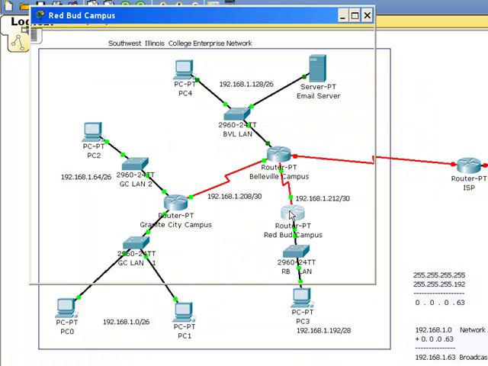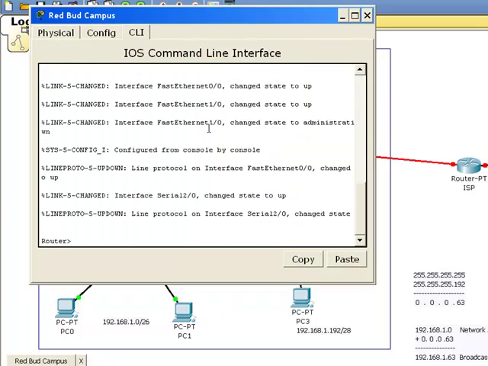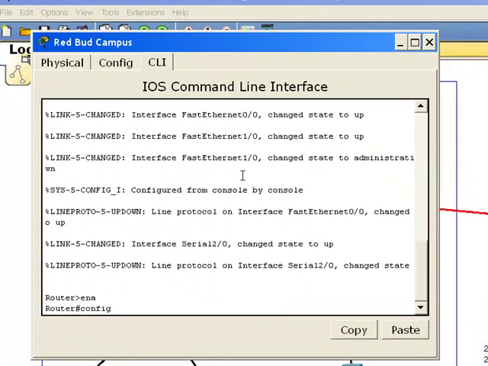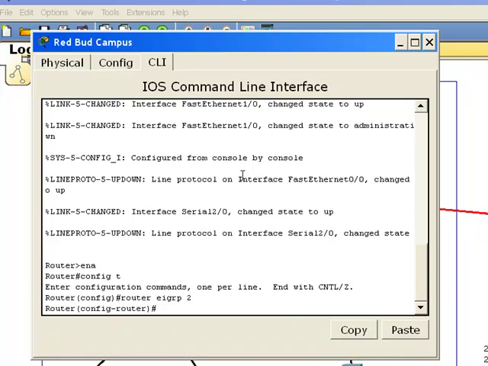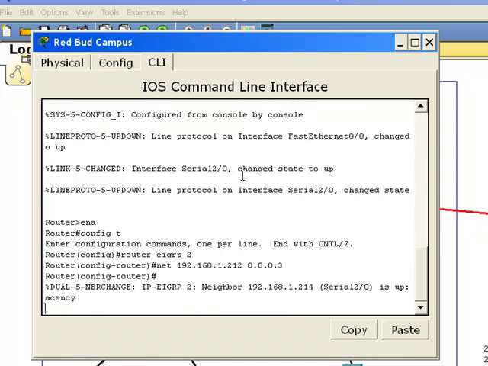All right, I've got one more router to go here real quickly. The Redbud router only has 2 networks. And we have a neighbor, and the last network is 192.